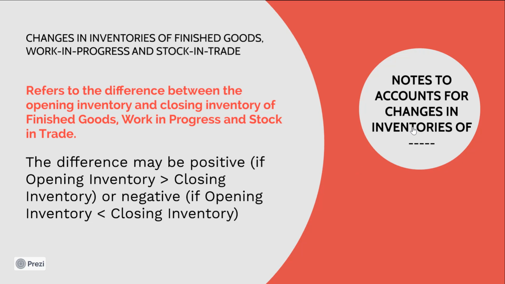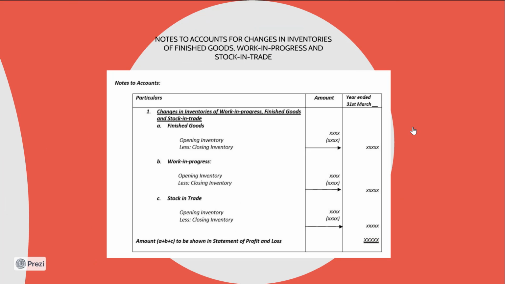Let's check out how we'll prepare the notes to accounts for changes in inventories of finished goods, work in progress and stock in trade. We'll write the note number and the heading, changes in inventories of work in progress, finished goods and stock in trade. We'll begin with A, finished goods. We will write the opening inventory amount and subtract from that amount the closing inventory, and the final amount to be taken to the outer column.